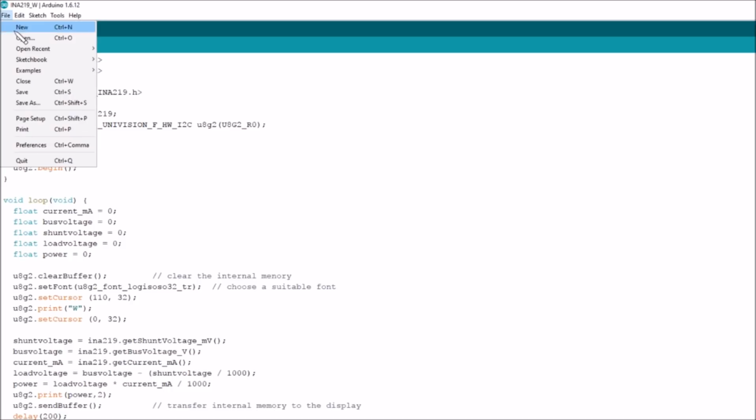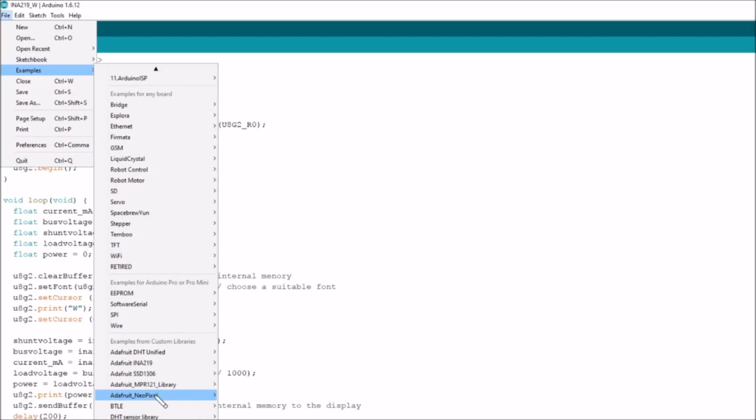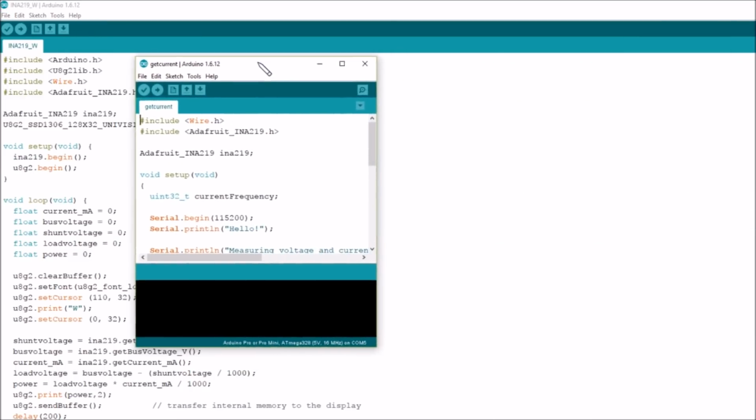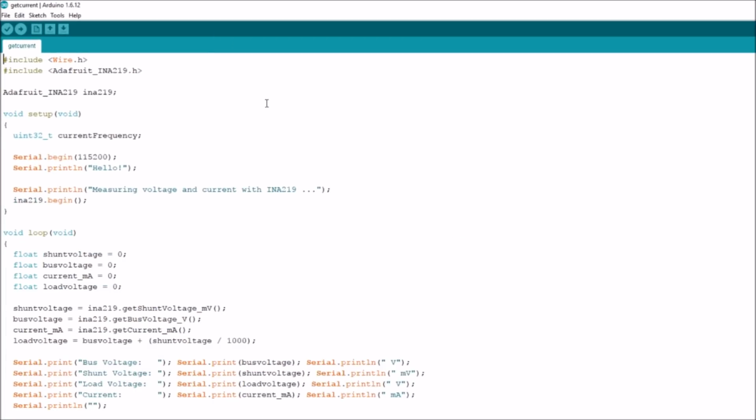If I go to File, Examples, come right down to the bottom, and go to the Adafruit INA219 get current sketch, let's bring that one in and maximize it. You can see here that they've got the load voltage equals the bus voltage plus the shunt voltage divided by 1000. So what are they saying? That the load voltage is actually higher than the bus voltage? And what exactly is this bus voltage? I think I'm going to have to look at the INA219 datasheet.